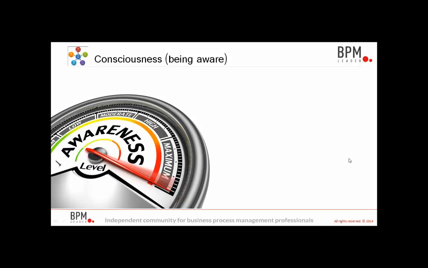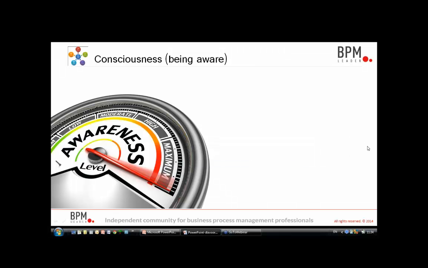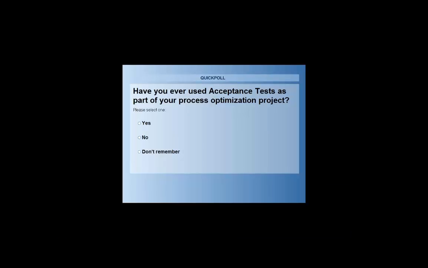So, a question then to you, which is related to this topic, is how often did you also plan for these types of activities in your optimization project? And did you use acceptance tests, for instance, to see where you are going and if you're still doing what your end users would want to see?